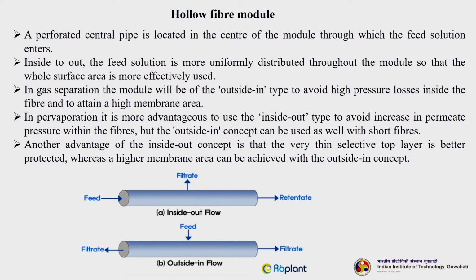right. So, a perforated central pipe is located in the center of the module through which the feed solution enters. In case of inside to out, the feed solution is more uniformly distributed throughout the module, so that the whole surface area is more effectively used. And in gas separation, the module will always be outside in. Why? Because it is done to avoid the high pressure drop across the membrane, okay, and to achieve a higher membrane area.